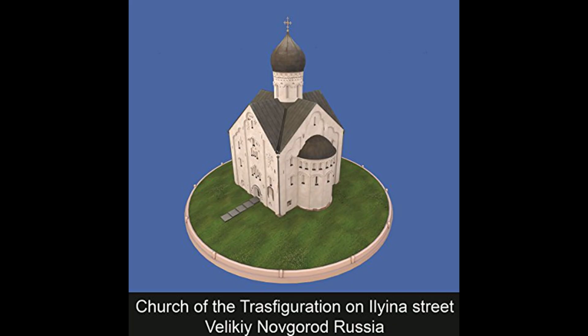Frescoes in the dome and the drum. The principal element of the Byzantine system of church fresco painting is compositions representing celestial spheres, located in the dome and the drum, in accordance with the symbolism of the church. In the center of the dome of the Church of the Transfiguration on Ilyina Street, there is a huge half-length image of the Christ Pantocrator, the Almighty, which is the focal point of the whole ensemble.